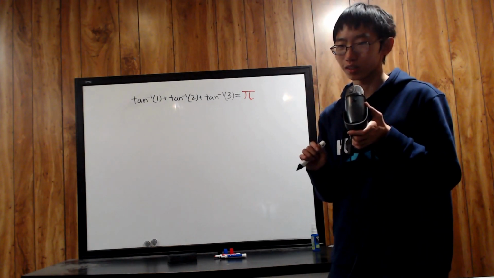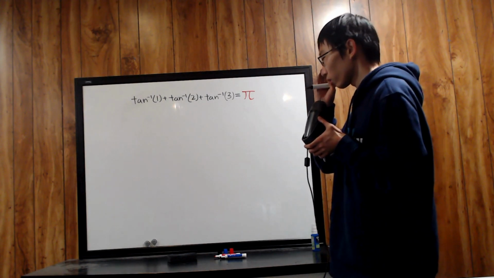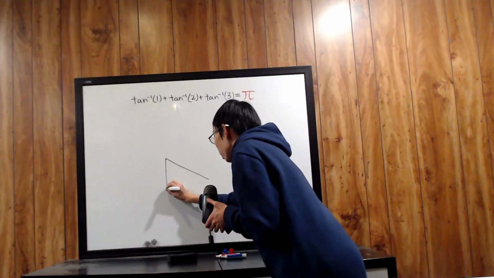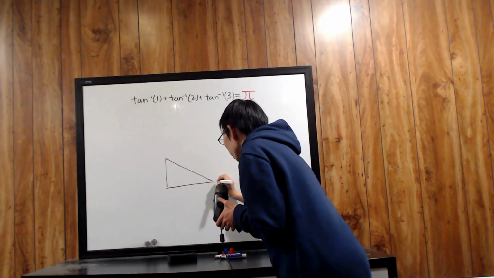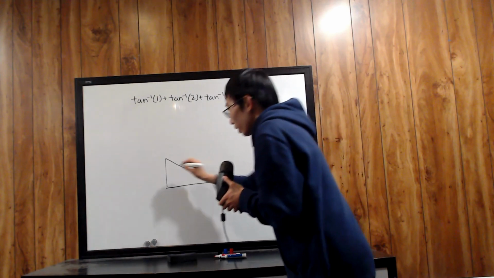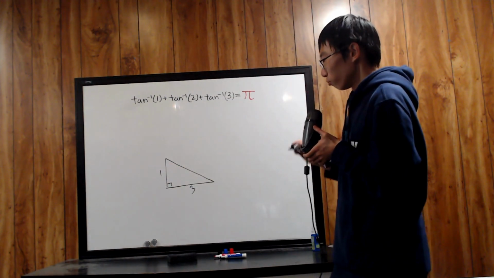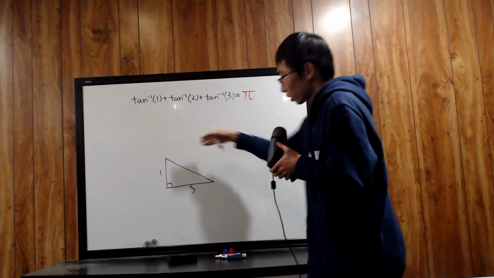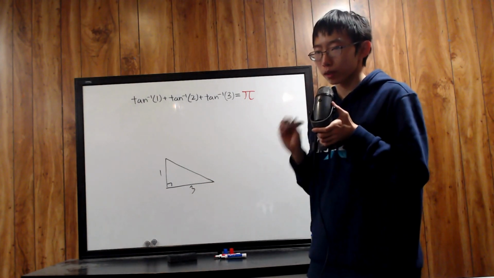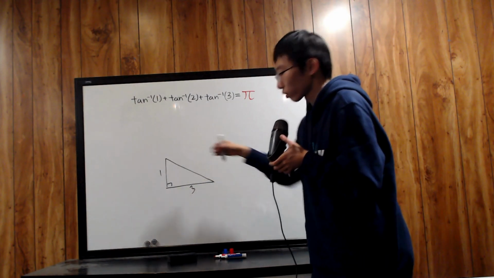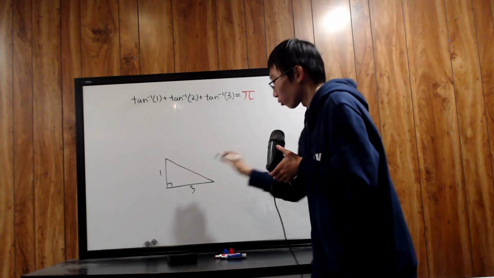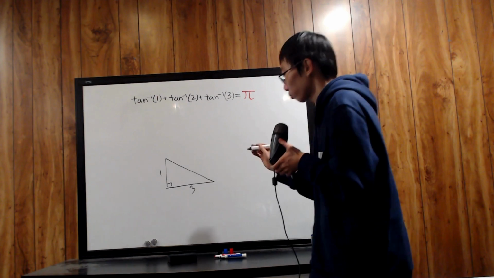It's really cool. Now, to get things started, we're going to start by considering a right triangle, okay? A right triangle with side lengths 1 and 3. And here's the right angle, okay? Now, because this is the right angle, this is the hypotenuse. And by Pythagorean theorem, this hypotenuse has side length root of 3 squared plus 1 squared. That would be root of 10.